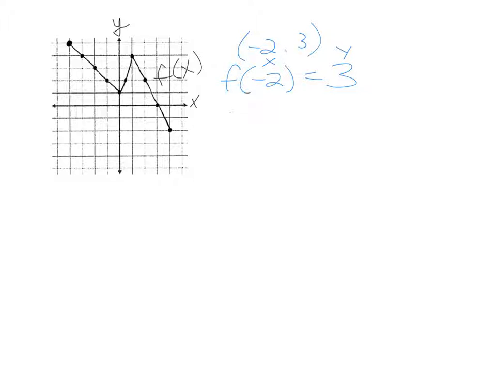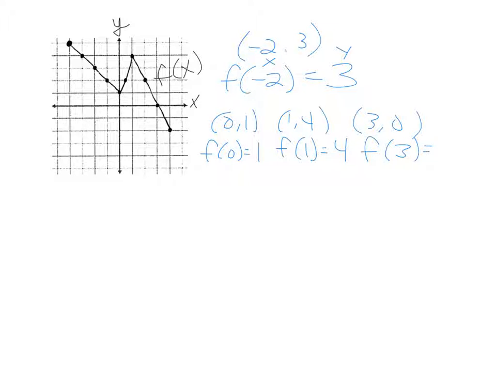So some other points of the graph are 0, 1, 1, 4, and 3, 0. And we could write those in function form: f of 0 equals 1, f of 1 equals 4, f of 3 equals 0. So sometimes you see points represented that way rather than the traditional in the parentheses x comma y.